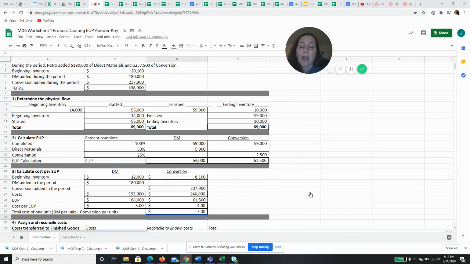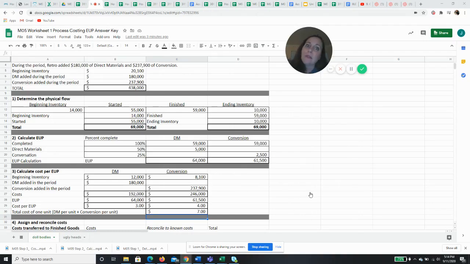We did step 2, calculating EUP, and step 3, calculating cost per EUP. Now we are ready for the big finish. In step 4, the first thing we're going to do is assign our costs. So we know what our total costs are for the period, and we're going to use our cost per EUP to split them between finished goods and ending inventory. That way, when we go to do our balance sheet, we know what goes where. And then we're going to do a little reconciliation so we can check our work.